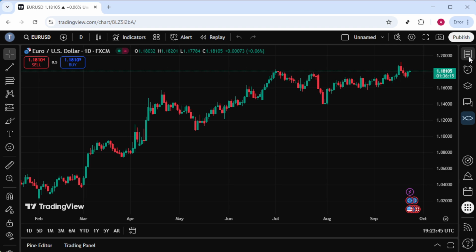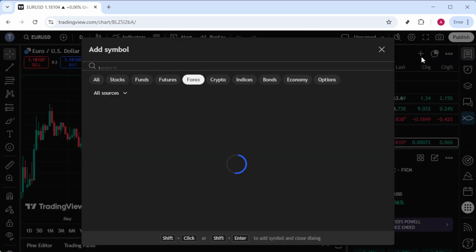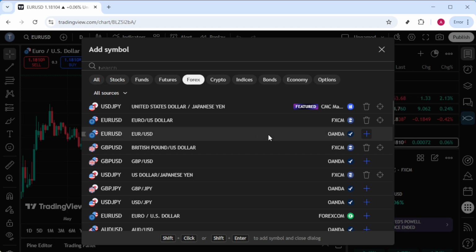Now, let's add a symbol to your watch list. Click on the plus sign, which opens up a universe of symbols. This is your gateway to setting up and personalizing your trading space.